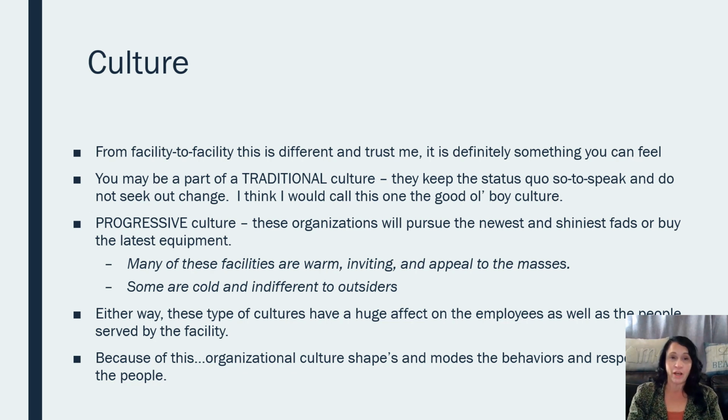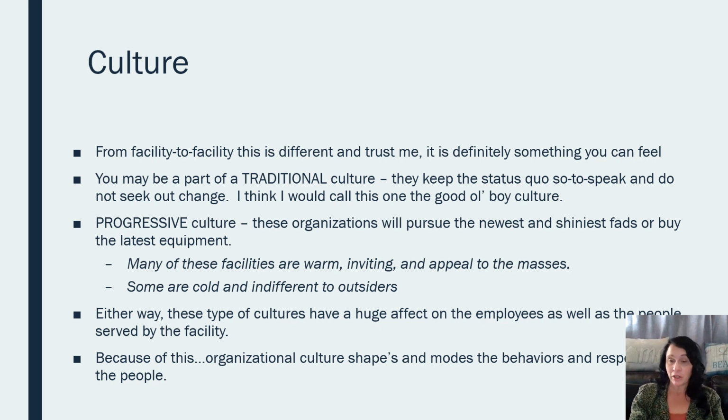You may be a part of a traditional culture. They keep the status quo, so to speak. They do not seek out changes. They know the next person in line who's going to take their position when they retire. They've been planning that. This one would be the good old boy culture.